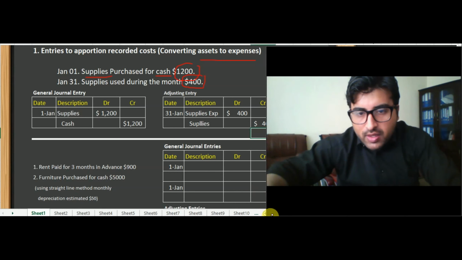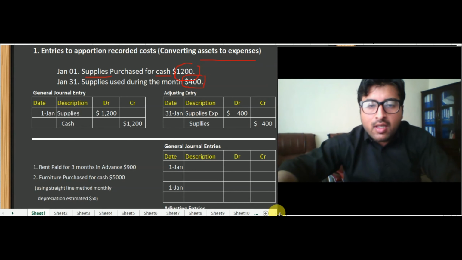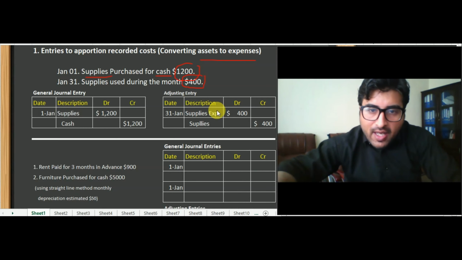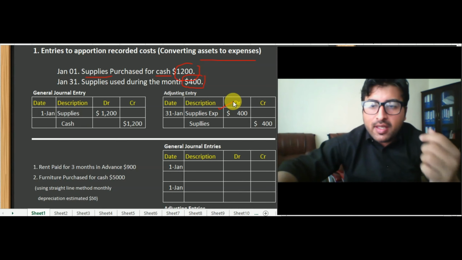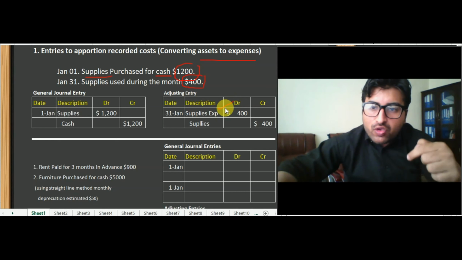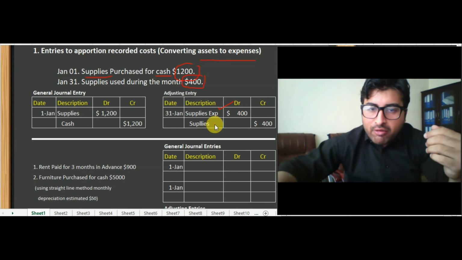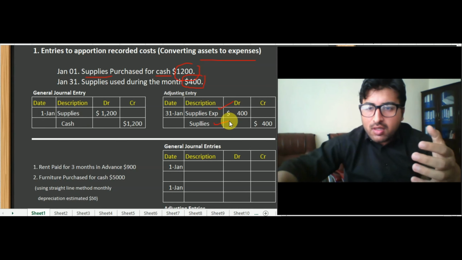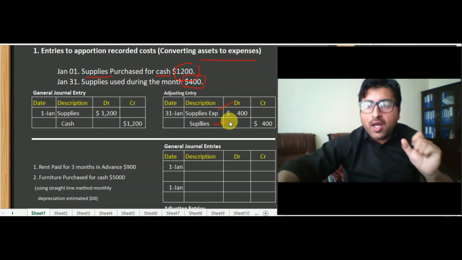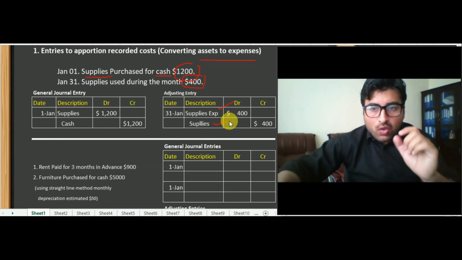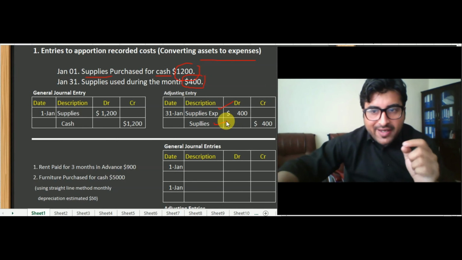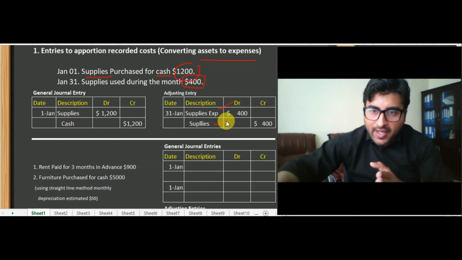Okay, dear students, it's easy. So now why are we debiting supplies expense? Because it is an expense, and an increase in expense should be debited, right? And here we are decreasing the supplies, so we are crediting it. Why? Because it is used. How much? $400. So look, dear students, you have learned how to convert a current asset like supplies into an expense, okay? Now we are coming to another example.